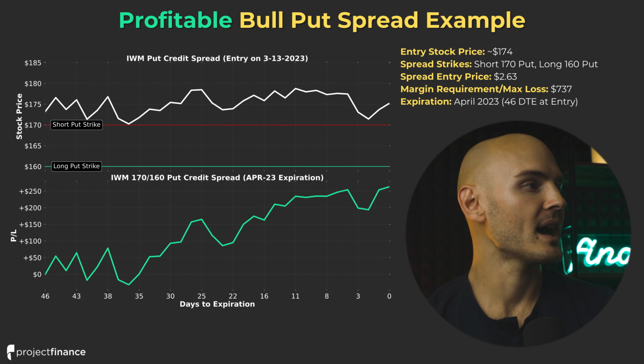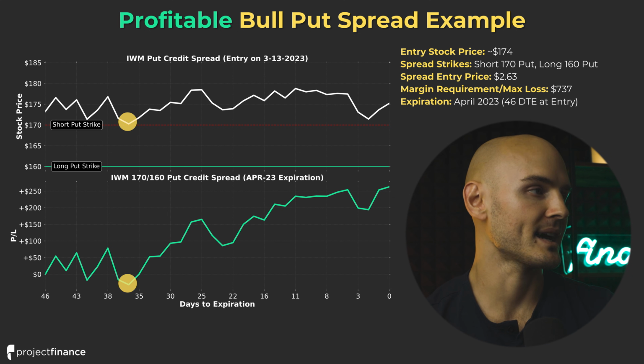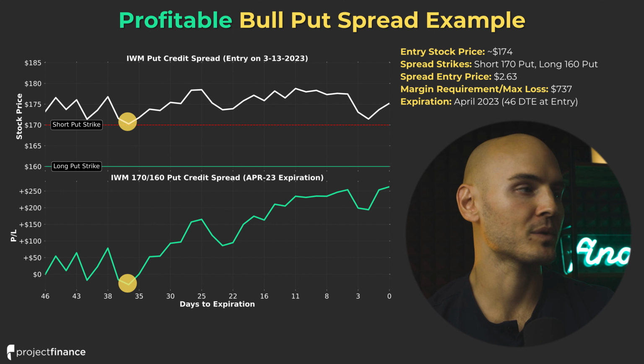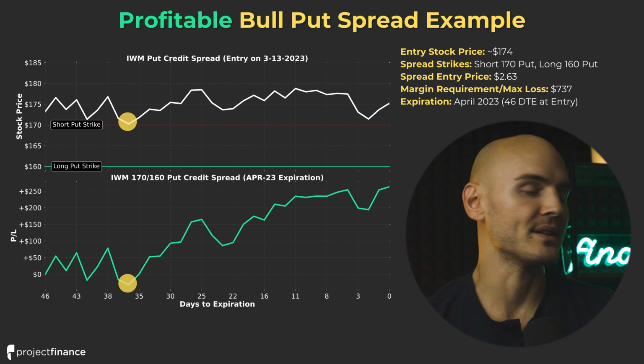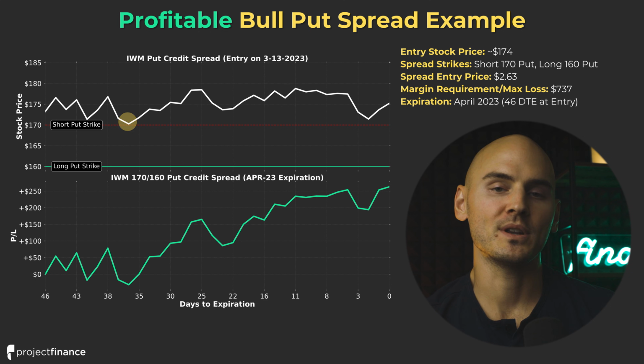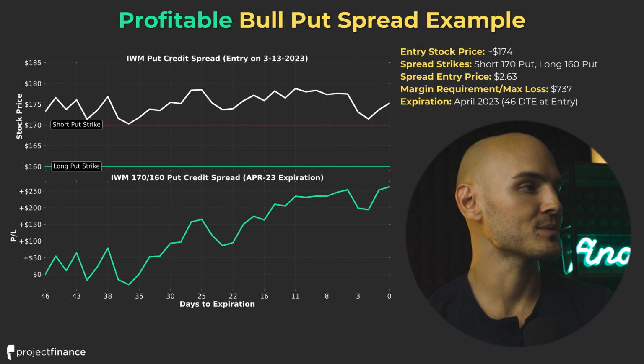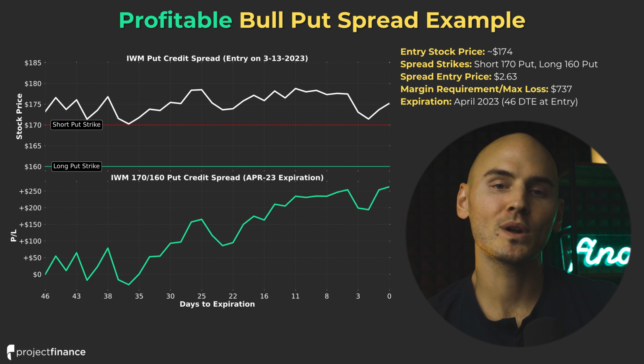As we can see here, IWM traded down to the 170 price level, and the put credit spread actually had very small losses at the time of IWM coming down to 170. That's because the stock price decreased from the time of entry and the spread price increased a little bit. When you sell a put spread, if the put spread value increases, which is going to happen when the stock price falls, you will start to see losses on your position. But fortunately, as we can see, IWM bounced from that support level and stayed above the 170 price level over the remainder of the trade.